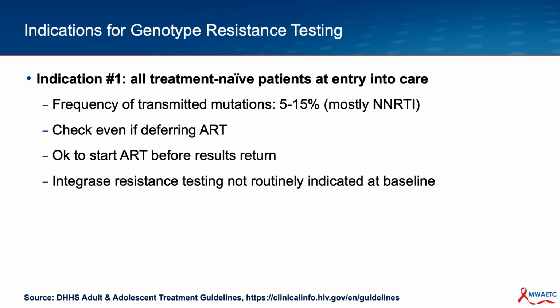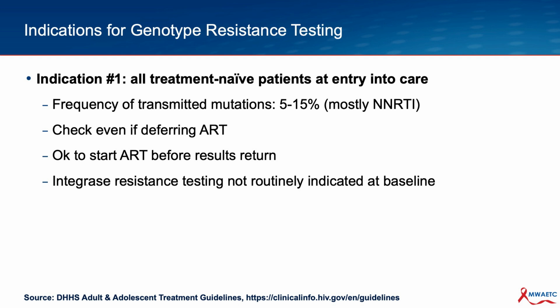Now, if your lab, if your system, if the genotype you are able to obtain automatically includes that, I don't think it's a problem. I don't think you need to seek out a way to exclude that. But if it doesn't, then you do not need to add integrase resistance testing at baseline, except in unique circumstances, which I'll talk about. So you can avoid that and can save some healthcare dollars in the vast majority of instances.